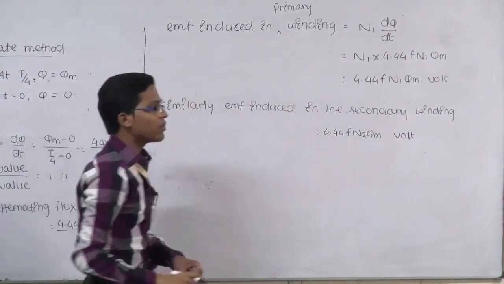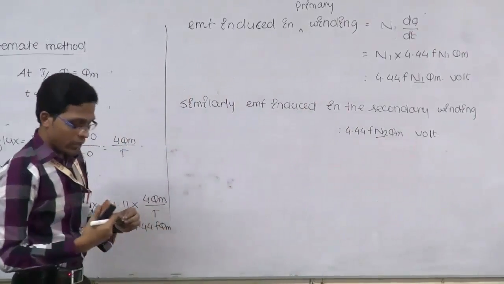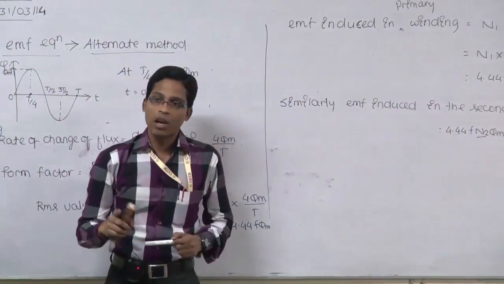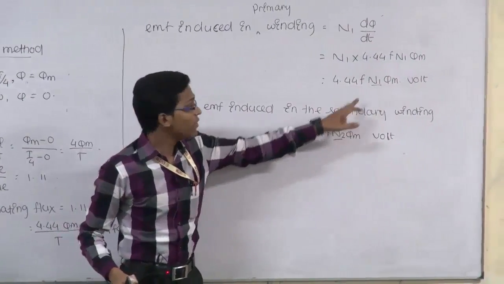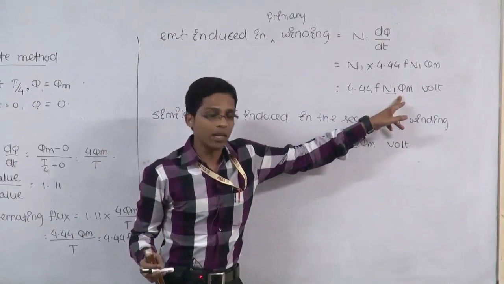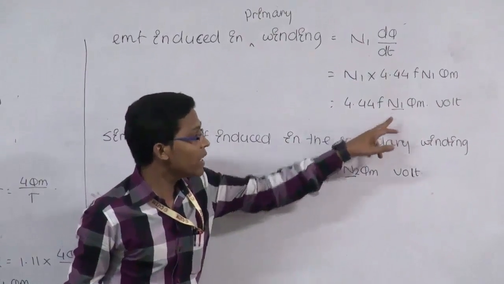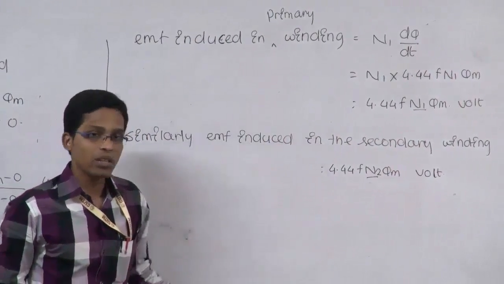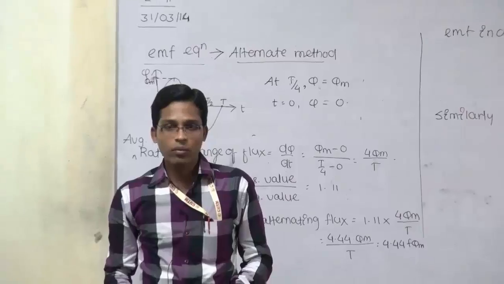Just using the same formula, only N1 is replaced by N2, because whenever we transmit the power, the frequency will be the same. Whatever the input frequency is, the output will also have the same frequency. So here also we have the F value. And phi m is the same flux: whatever flux is linked to the primary winding is also linked to the secondary winding. Depending upon the number of turns, the transformer can be a step up transformer or a step down transformer. So these are the formulas, and this is how we derive the EMF equations.